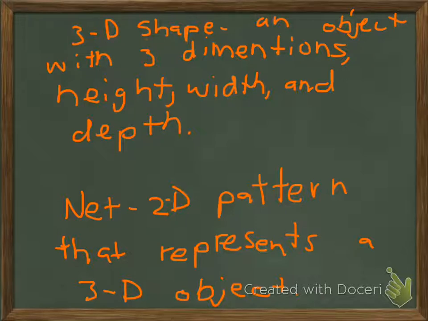Alright, so let's just start off with what the most common 3D shapes are. Well, they are really just spheres, cylinders, cones, cubes, prisms, and pyramids. We're going to talk about the spheres first.